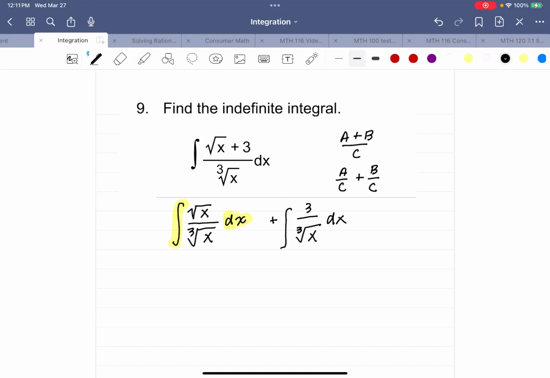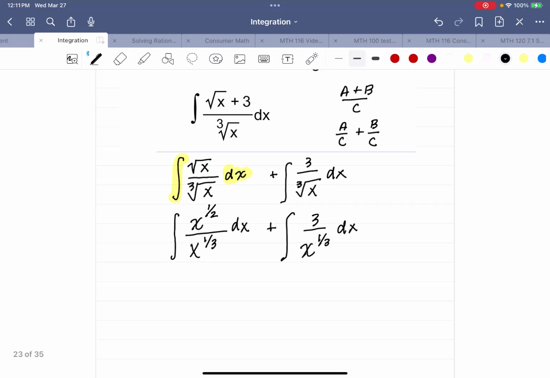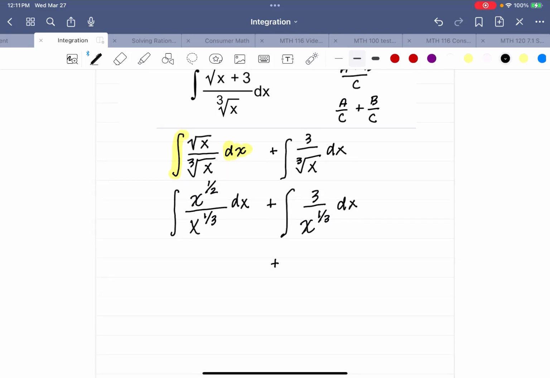Now, as we have done with the square root, we're going to have to do the same thing with our cube roots. So we're going to write our square root of x as x to the 1/2, and our cube root of x as x to the 1/3 dx, plus the integral of 3 over x to the 1/3 dx. Now this second term, I can go ahead and write that as a negative exponent: 3 times x to the negative 1/3 dx, and I can use the power rule on that.